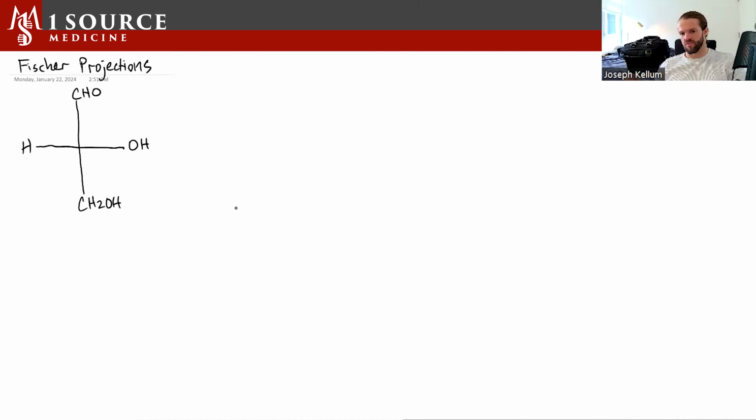By convention, D versus L is determined based on D-glyceraldehyde versus L-glyceraldehyde, in which the OH group is on the right in D-glyceraldehyde, and the OH group is on the left in L-glyceraldehyde. That's really all you need to know for the MCAT.